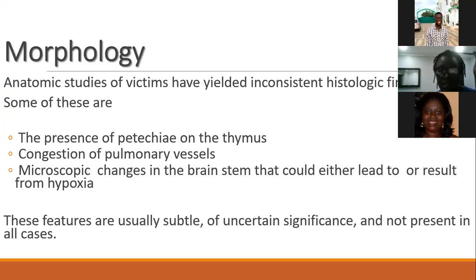So morphologically, when they did an autopsy of these babies, some of the things they found were petechiae or bleeding on the thymus, then congestion in the lungs, and then changes in the brain. But it was realized that none of these changes could adequately explain what was happening.